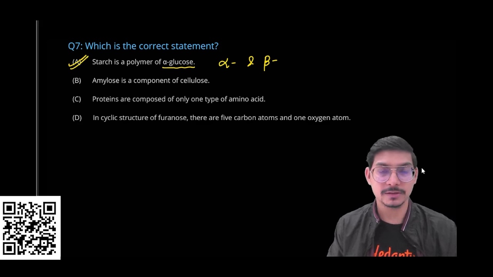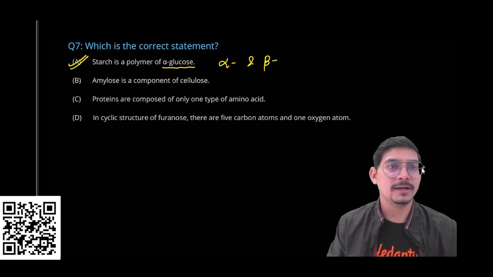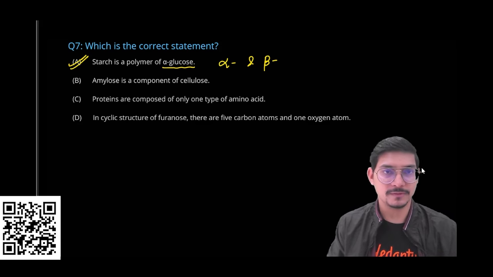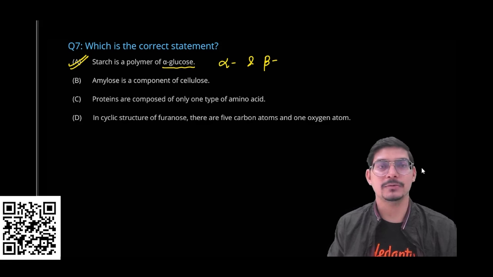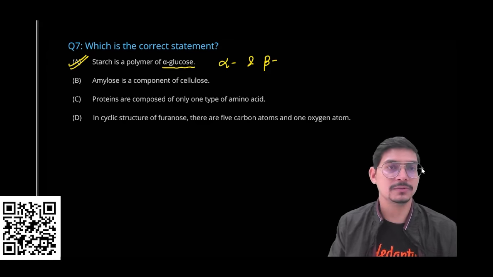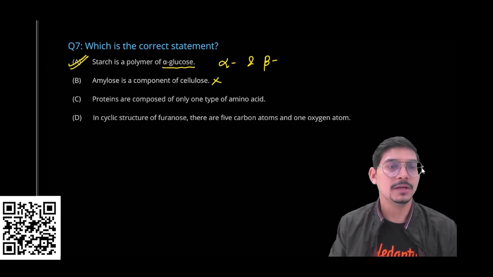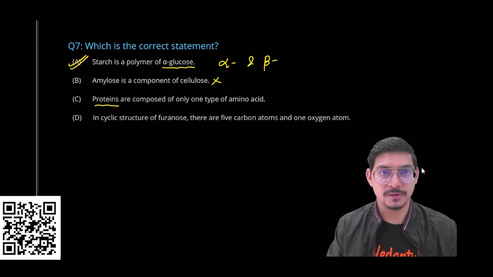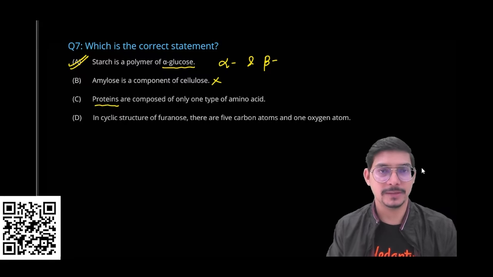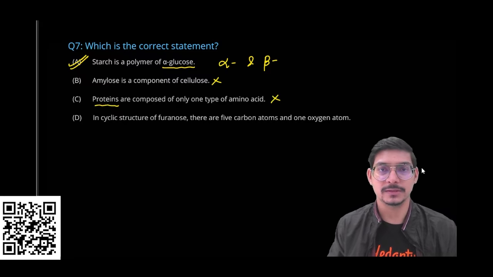Let us see the other three options. Option B says that amylose is a component of cellulose, which is obviously incorrect because amylose makes up starch, not cellulose. So this statement is incorrect. Statement C says that proteins are composed of only one type of amino acid, which is also an incorrect statement because most proteins are composed of the naturally occurring 20 types of amino acids. So this statement is incorrect.